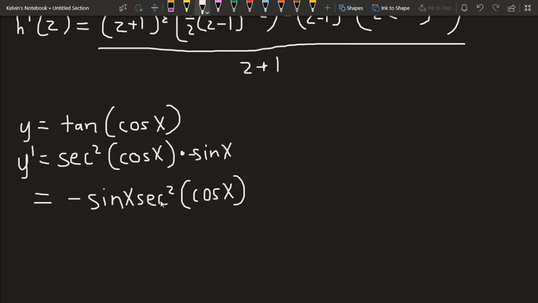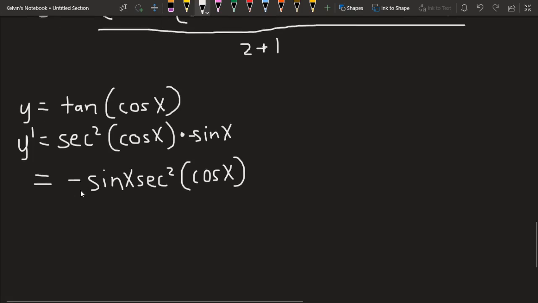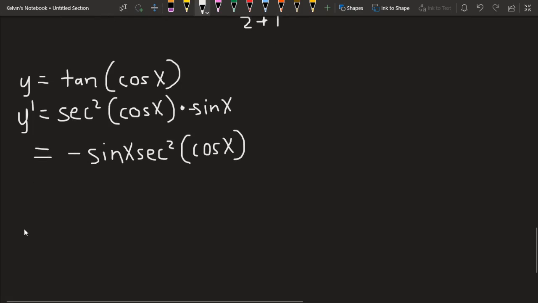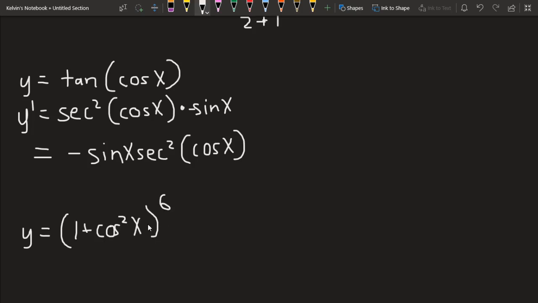And then let's try a few more problems like this now. So let's say we're asked to find the derivative of y equals (1 plus cosine squared of x) to the 6. So take a moment or two to figure this one out. And when you're ready, come back and see if you got the answer right.